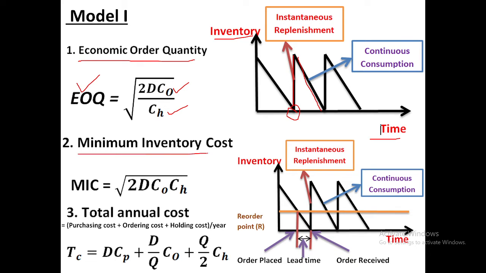Next, minimum inventory cost. What is the inventory cost of the product? The inventory is stored in the room, and it is in terms of cost, all the inventory items and raw materials in terms of cost. So minimum inventory cost equal to root of 2D CO into CH. 2D means D is the demand, CO is the ordering cost, CH is the holding cost.